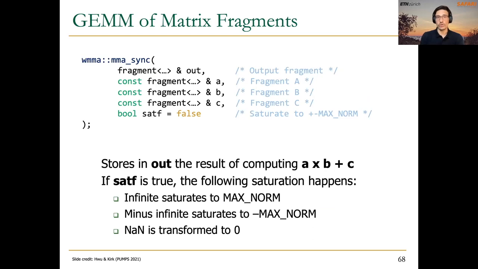And then we also have to perform the matrix multiplication. For this, we have an output fragment where we are going to accumulate the result, and three input fragments. The reason is that the operation we perform is a multiplication plus addition. We multiply fragment A and B, and then we add fragment C. And then there is also this optional Boolean parameter, satf, that defines how the saturation happens.